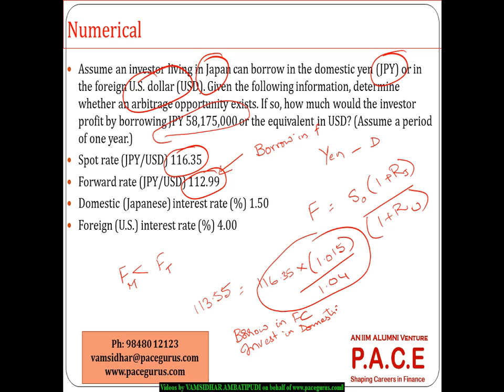Invest in domestic. So you get something after the investment, right? Then pay back in the foreign currency, corresponding to your amount, you identify. So let's say in this example, if my domestic amount was 58,175,000 Japanese yen, what does it work out in dollars?